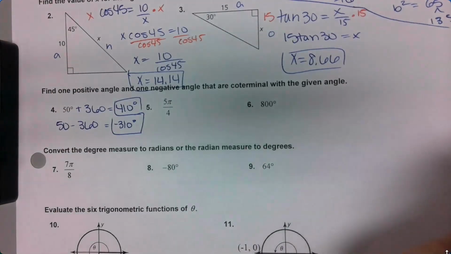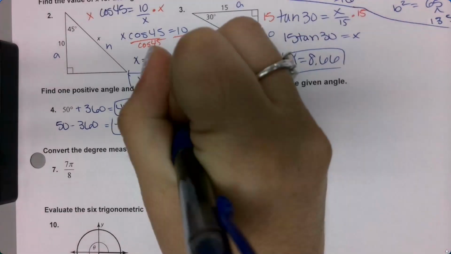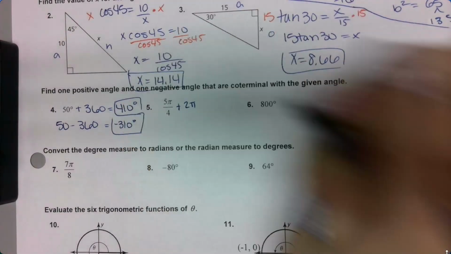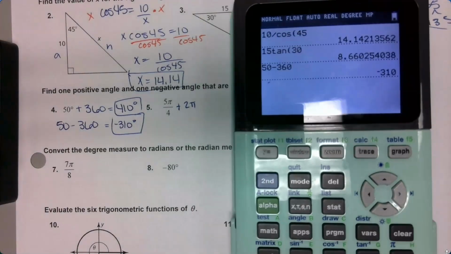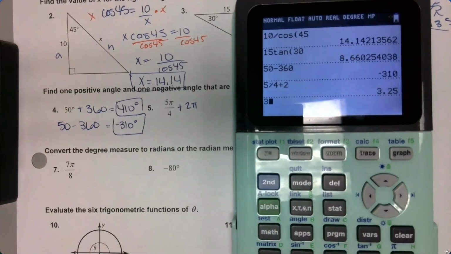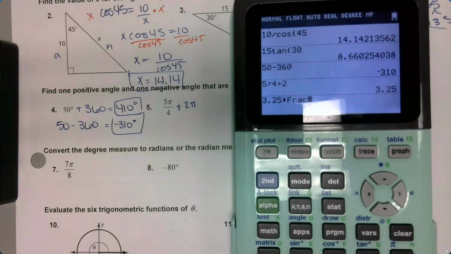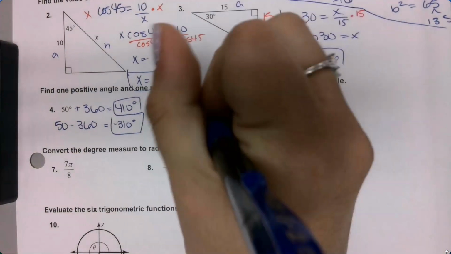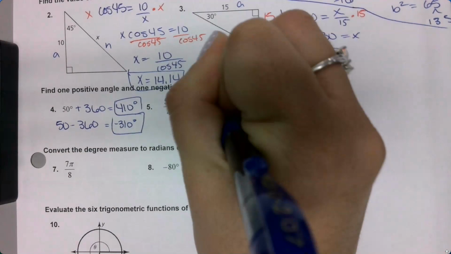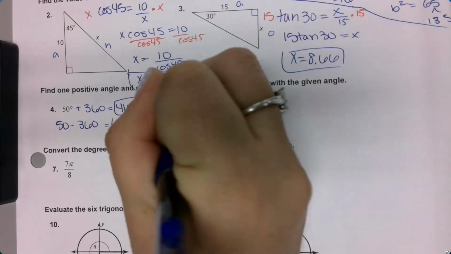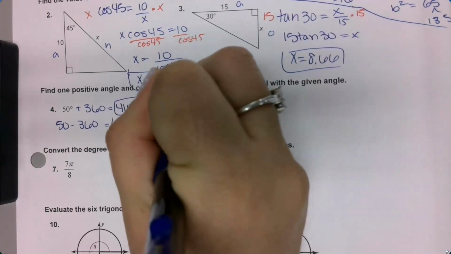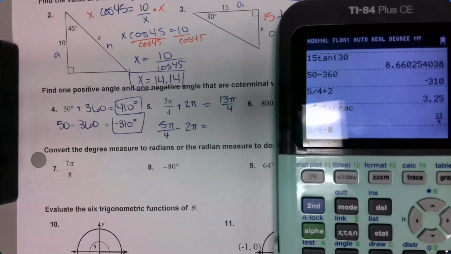On number 5, since it's in radians, I can add 2 pi, which I'm just going to add the coefficients and turn it back into a fraction. So this gives me 13 pi fourths. And then I can do the same thing if I subtract 2 pi. So I can do 5/4 minus 2. Turn that back into a fraction.